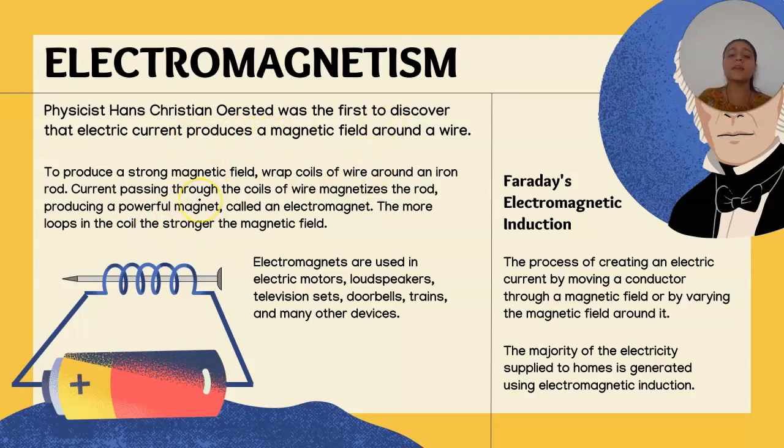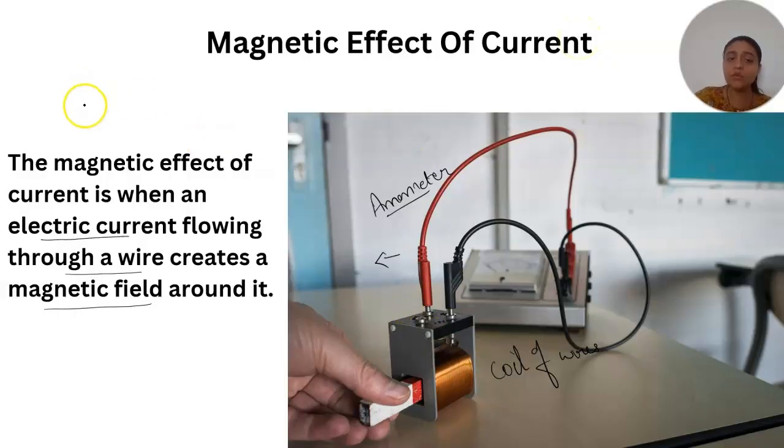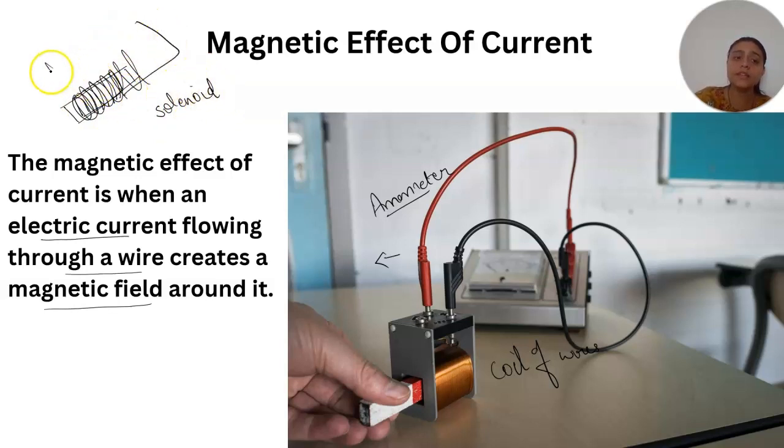To produce a strong magnetic field, we can wrap coils of wire around an iron piece, which is also known as a solenoid. As you can see in the picture, there is an iron piece, and we keep coiling copper wire around this piece of iron. This makes up the solenoid, and then we connect it with the wires and the switch, and you can also connect a bulb here. All this makes up the circuit, right?